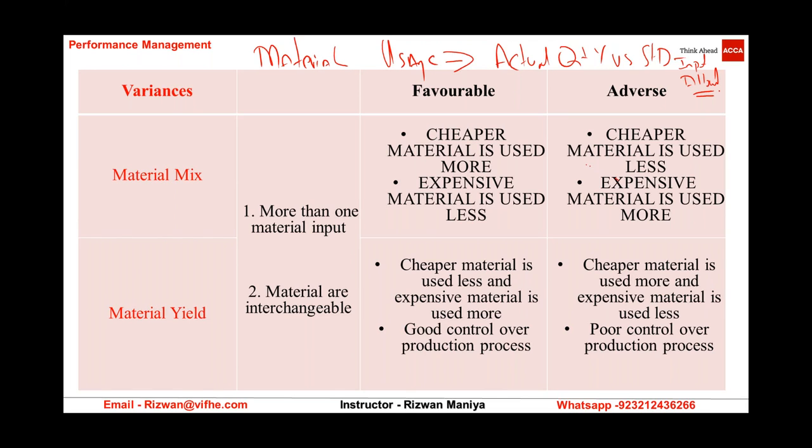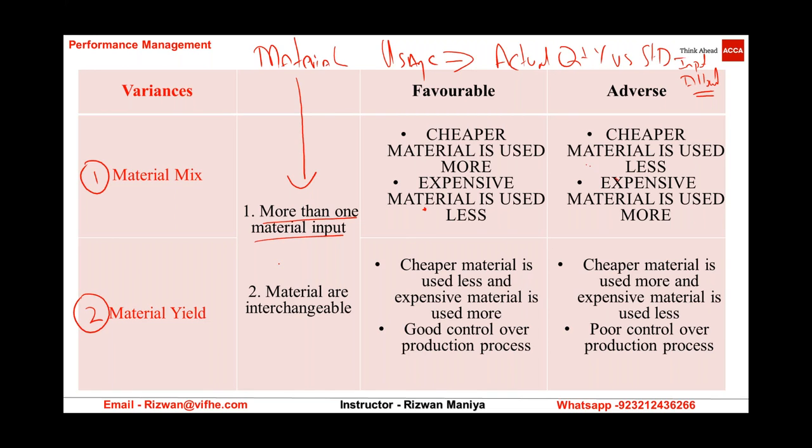So what we do is break this material usage variance down into mix and yield variance. But you need to very clearly understand, and for the objective test as well, material usage variance will only be bifurcated into material mix and yield variance when more than one material input is used. This means you are producing a product, and in that product you require two types of material, three types of material, four types of material.